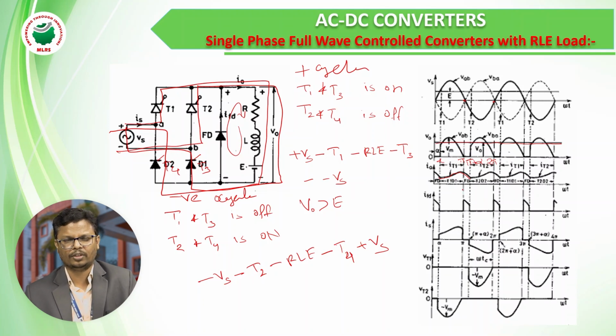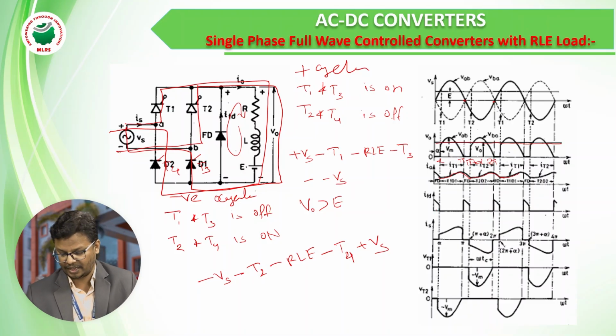Before reaching 0, we give a trigger pulse to the other 2 pairs of switches, so that those 2 pairs of switches start conducting. Again the current rises, again it tries to come to 0, and again it rises. So it will continue. The current will continue in the load, but the voltage will become 0 at some position. So by observing this waveform, we can recognize it.